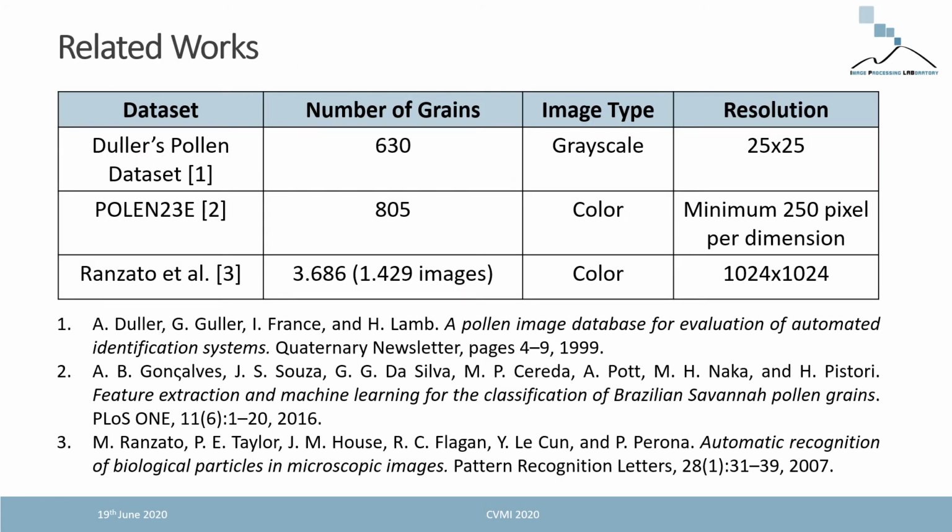Previous studies have investigated the problem of automatic pollen grain detection and classification, in which collected datasets have been used to evaluate the proposed pipelines. Two public datasets are the Daller's pollen dataset and Pollen 23E. The first contains a total of 1630 grayscale images. The latter includes 805 color images of 23 pollen species, with 35 images for each pollen type. Larger datasets have been proposed for the task of pollen grain detection, such as the Ranzato dataset. However, the number of grains in this case is just more than 3,000.